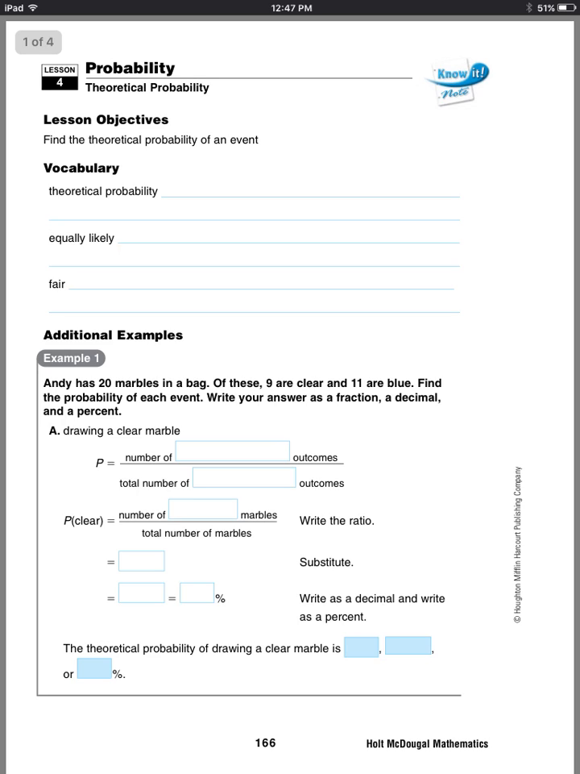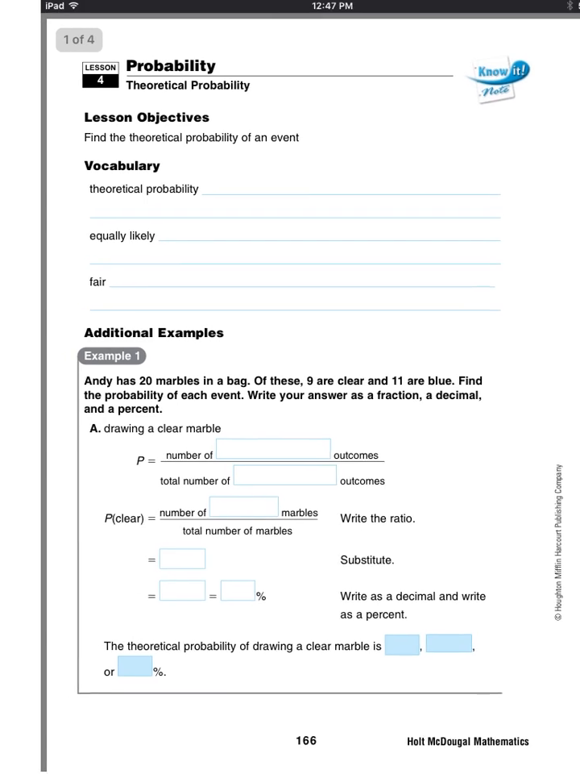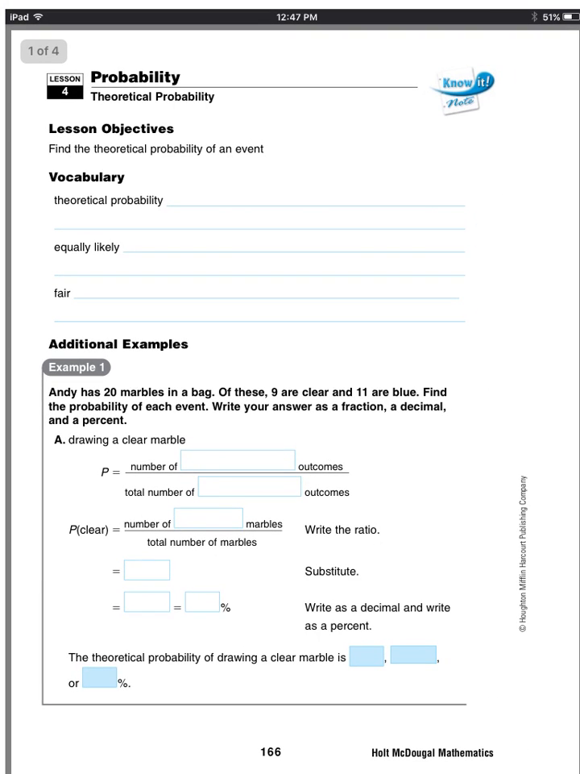So, Andy has 20 marbles in a bag. Of these, 9 are clear and 11 are blue. Find the probability of each event. Write your answer as a fraction, a decimal, and a percent. So, the other day when we were doing experimental probability, they gave you a fraction to fill in. Today, theoretical probability, they give you a fraction to substitute in for.